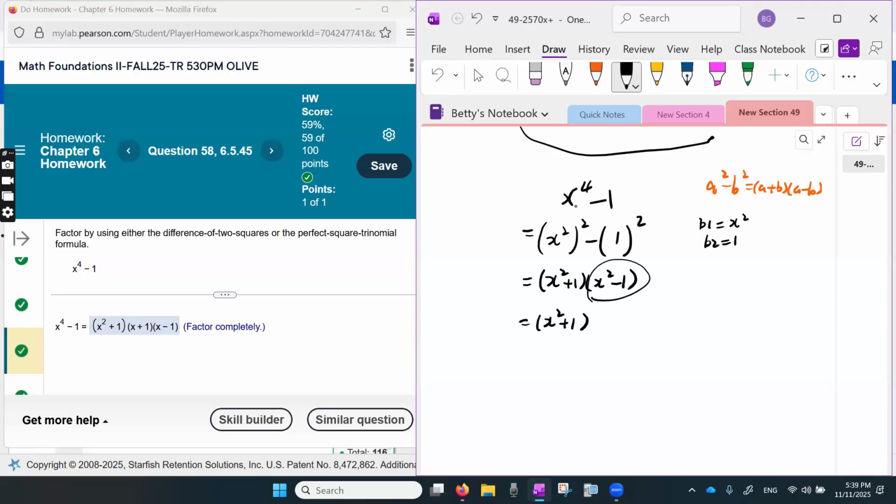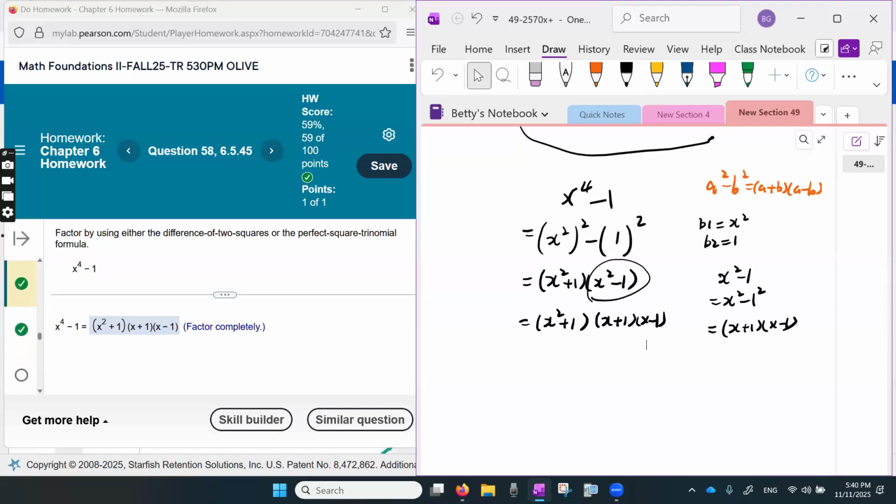And this one is factorable. X squared minus 1 is x squared minus 1 squared, so it can be factored as x plus 1 times x minus 1. You will have a similar problem in the exam. It requires the difference of two squares formula twice to completely factor the given binomial. So be aware. We apply the difference of two squares formula twice.